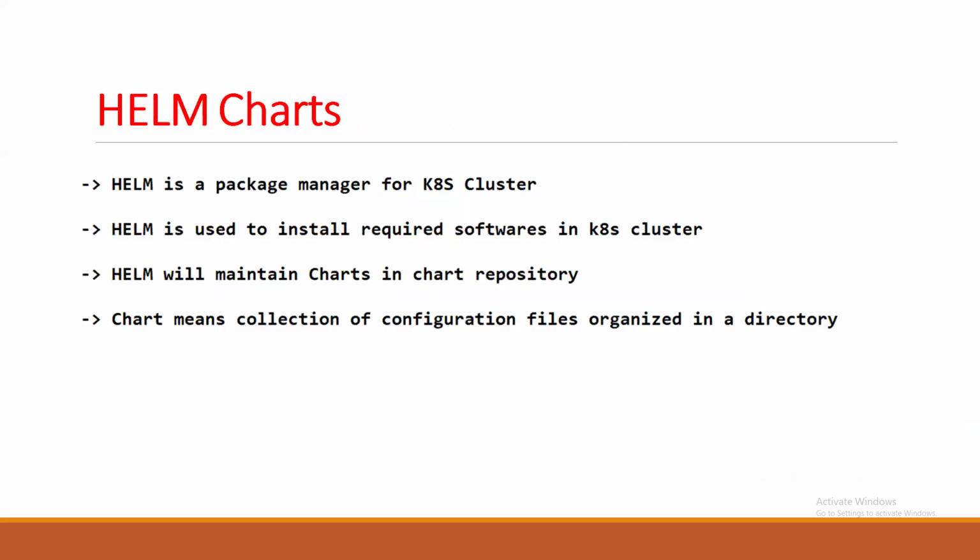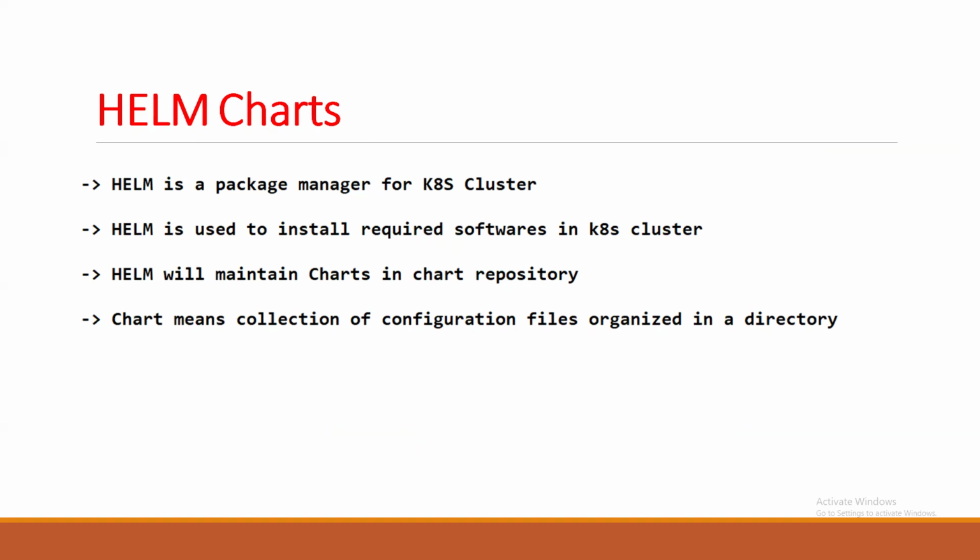What is a Helm chart? Helm is a package manager for the Kubernetes cluster. Helm is used to install required software on the Kubernetes cluster. Helm will maintain charts in the chart repository. A chart means a collection of configuration files organized in a directory. Guys, now tell me, everyone can speak out: what is a Helm chart?